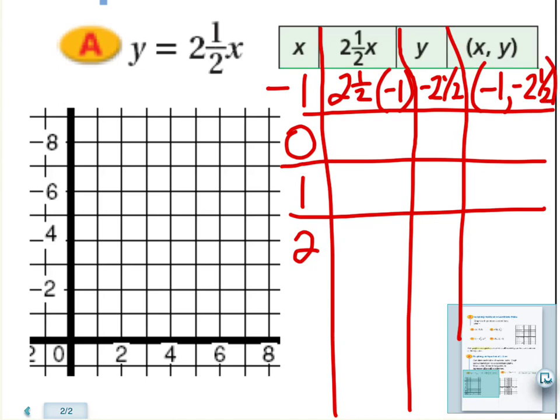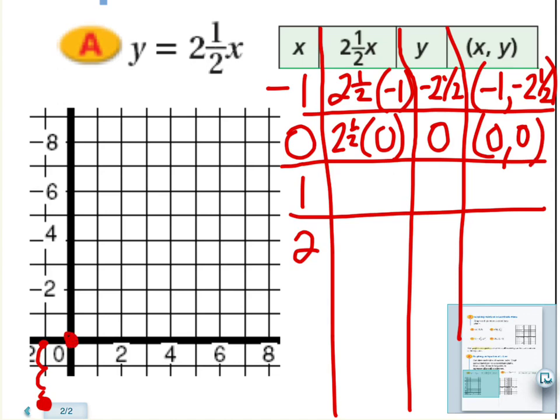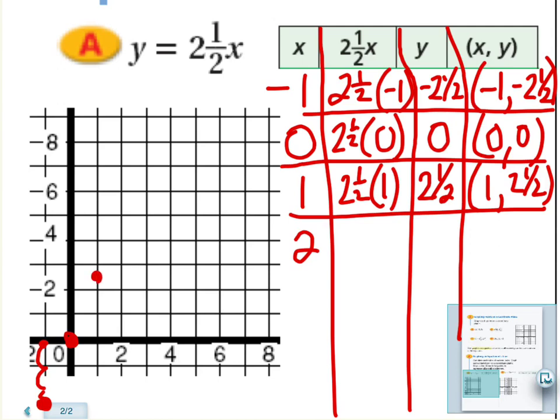So -1, I don't even have it big enough. And then -2.5 is going to be about right here. Okay, so let's do 0. So we do 2.5 times, and we'd plug in a 0 for x. So our y would be 0. And if we wrote that as an ordered pair, we'd get the point 0, 0. Okay, so next is 2.5 times 1. That's 2.5. And so my coordinate point would be 1, 2.5. And I could graph it. Here's over 1, up 2.5 would be about right here.